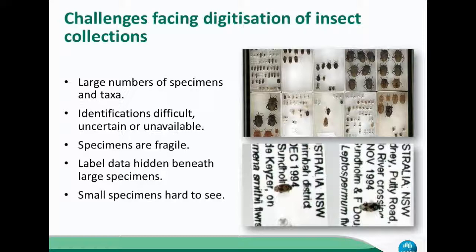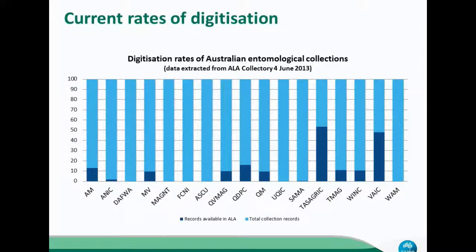Now I've just got a couple of images on the screen here that sort of show the opposite side though, which is when you have very small specimens, you can see the label data, but you can't really see the specimen. You'll notice this is quite a magnified image. So there are a number of challenges. However, this hasn't deterred us from looking at the problem.